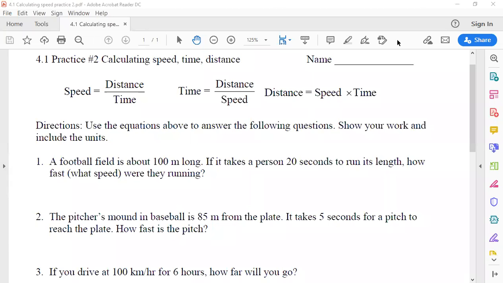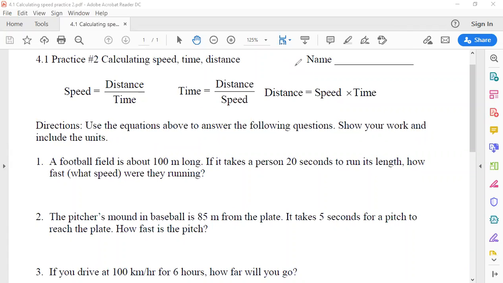Okay, guys. So today we're going to do another practice on calculating speed, time, and distance using the equations that we learned about. And there are a set of steps that we use to solve these equations. Okay? There's a step one, step two, step three, and step four. So step one is going to be to choose which equation to use for a problem.